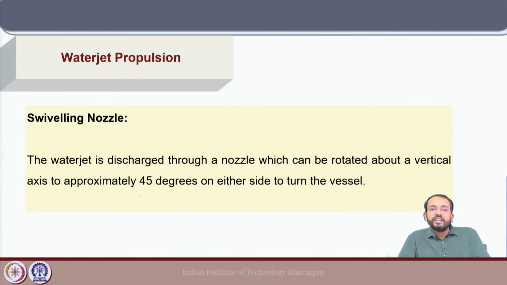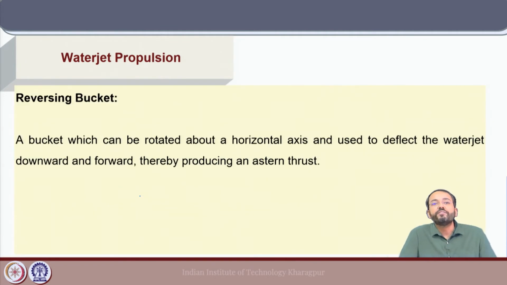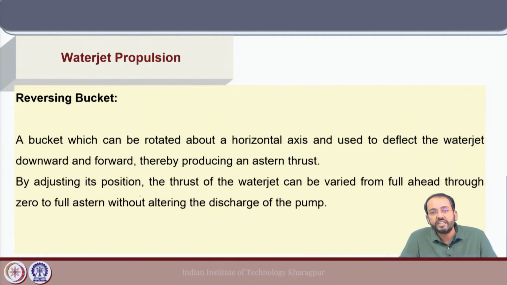The swiveling nozzle which is present at the exit of a water jet system can be rotated about a vertical axis to approximately 45 degrees on either side to turn the vessel, and that is how the jet is deflected on the port and starboard sides and the vessel can be maneuvered accordingly. And the reversing bucket, as just discussed, can be rotated about a horizontal axis to deflect the water jet so that astern thrust is produced.